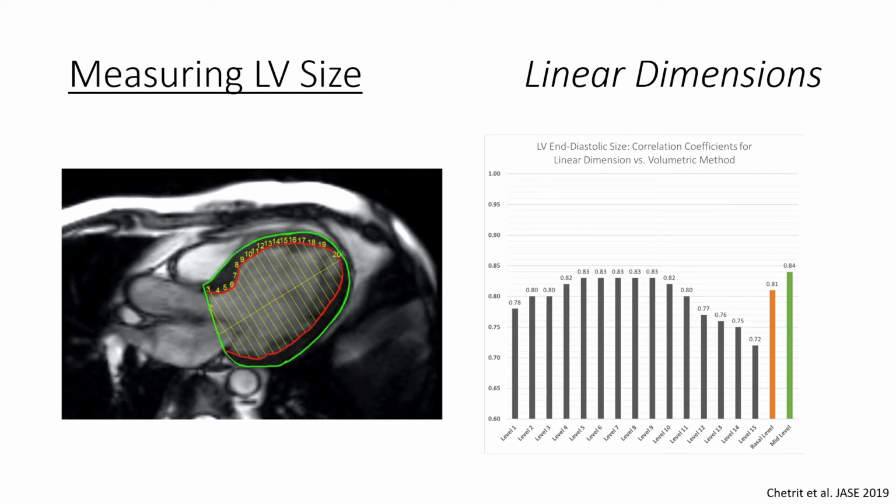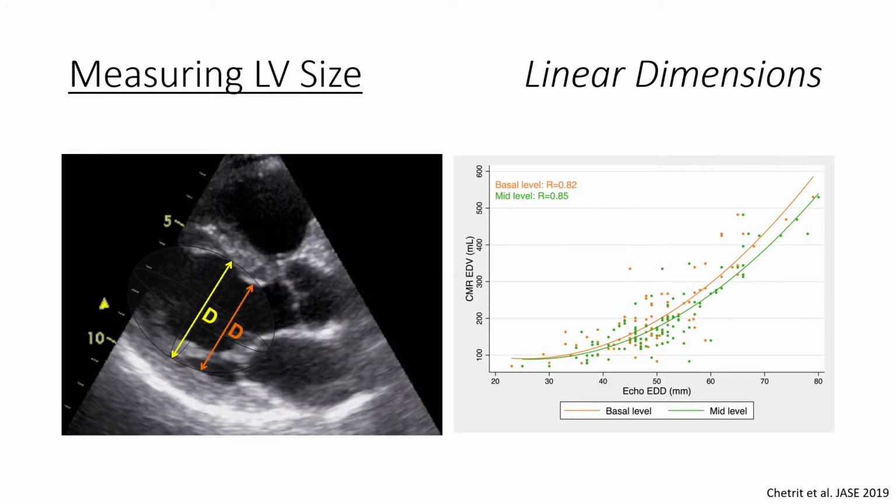We looked at this in a research project, in a validation experiment using CMR and echo studies that were done close to each other. We measured both the basal and midventricular diameter on echo, and we then correlated that to the CMR volume from the method of discs. And again, we found that the echo measurement at the mid-level was more closely correlated to the CMR method of discs as compared to the traditional recommended basal linear dimension.